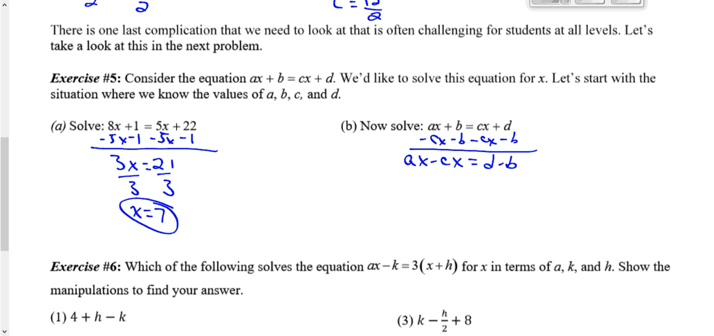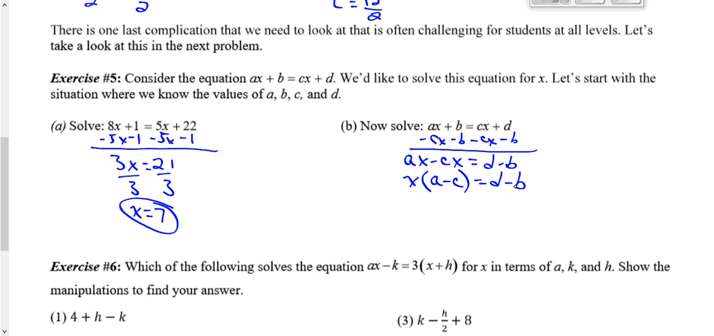Is there something I could factor out of these two terms? Oh! So if I factor out an x, what's left inside the parentheses? A minus c. Now I have this single x here. What can I do now to solve for that x? Right back to where I started.